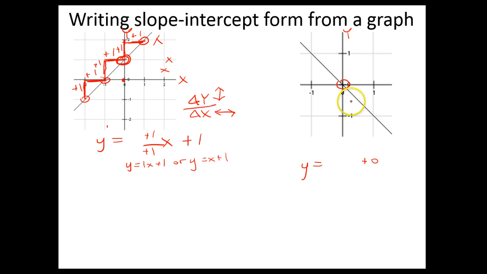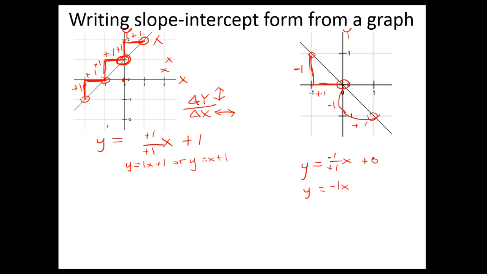Now my slope, again, I need perfect points. So here's 1, here's 1. In this case I'm going down, which is negative 1, over to the right, which is 1, down, which is negative 1, to the right, which is positive 1. So my slope is negative 1 over positive 1x. Now, negative 1 divided by positive 1. Well, a negative divided by a positive is a negative. So y equals negative 1x plus 0.